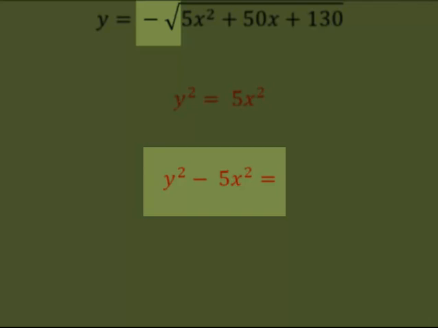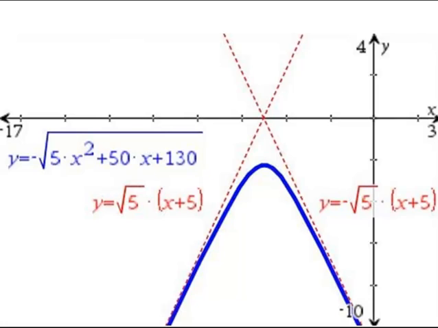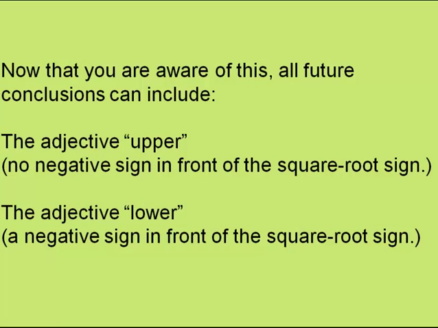And then you can go a step further and account for that negative sign in front of the square root and say, oh, this will be a lower half hyperbola. There's the graph. And yes, that's indeed the case. You got that lower branch of the hyperbola in this case. Now that you're aware of this, you could actually put the adjective upper and lower in front of all your future conclusions of these types to make a more precise description of the graph shape.